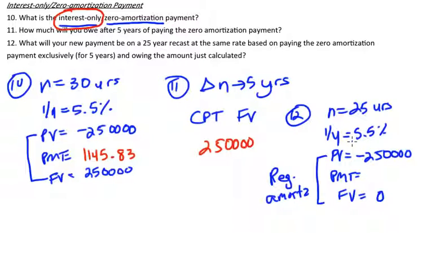Okay? Now, when we do that, we make our future value zero. Give me just a second to get my calculator caught up. And we do 25 years. Now we find out that our payment now is going to go up to $1,535.22. A pretty sizable jump up, and that's what happens if you choose to pay the interest-only payment in this specific loan scenario.